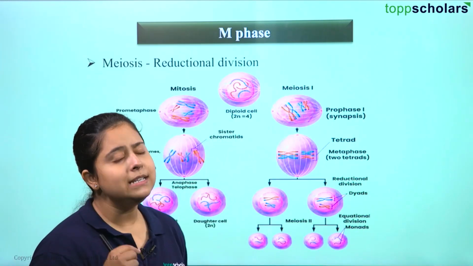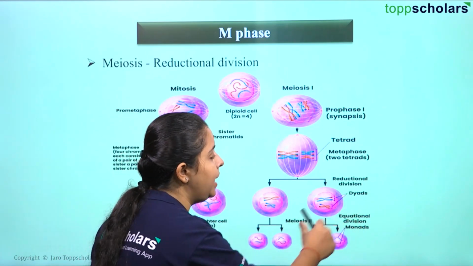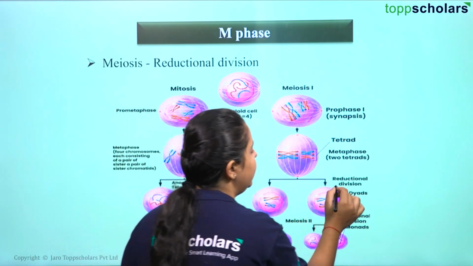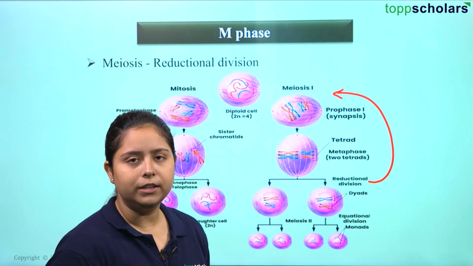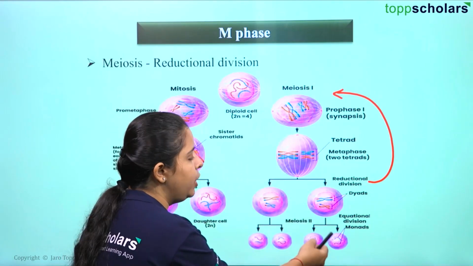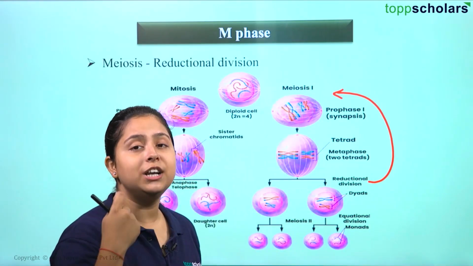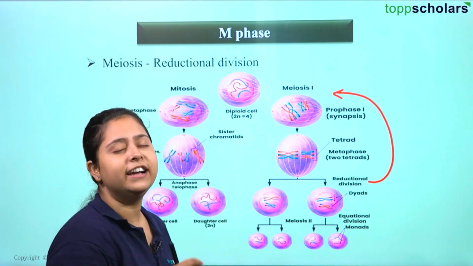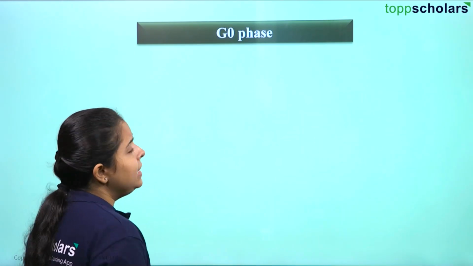Remember, mitosis is an equational division and meiosis 2 is also an equational division. Meiosis 1 is actually a reductional division. We will see all these further, but over here you can just take note that mitosis and meiosis 2 are the same and meiosis 1 is actually the reductional division, for which we refer to meiosis as a whole as a reductional division. Okay. So going ahead, let us see the G0 phase.